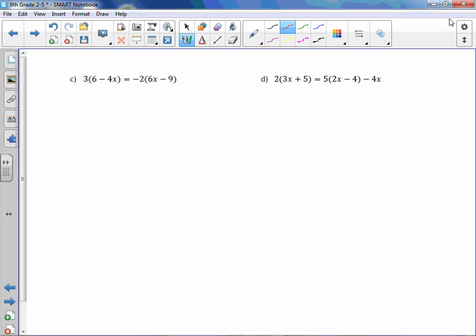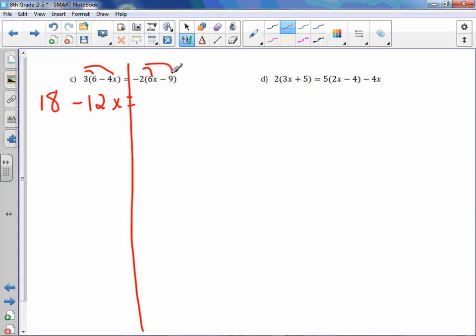Letter C. On the left-hand side, distribute the 3. 3 times 6 is 18. 3 times negative 4x is negative 12x. Equals. Distribute the negative 2. Negative 2 times 6x is negative 12x. Negative 2 times negative 9 is positive 18. Nothing to combine on either side, so go ahead to the solving.